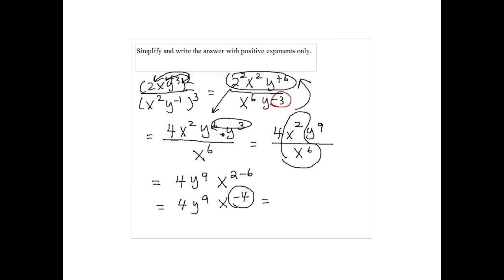But since negative 4 is a negative exponent, we bring it down to the bottom and change the negative 4 to positive 4. So the answer is 4y to the 9th power over x to the 4th power.